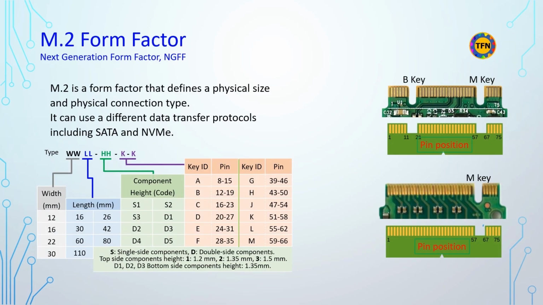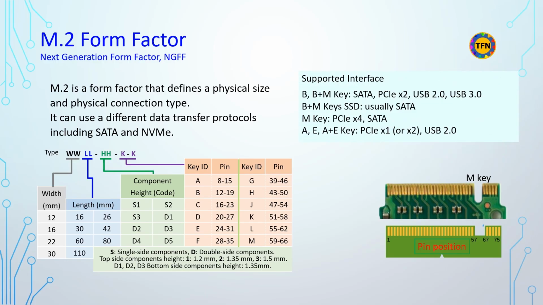M.2 is a form factor that defines a physical size and physical connection type. It can use different data transfer protocols including SATA and NVMe. M.2 uses a code in WWLLHHKK format for width, length, thickness, and key type. The first two digits are width in millimeters, the second two or three digits are length in millimeters, and the third part indicates components on a single side or both sides and component height in millimeters. The last part indicates key type.